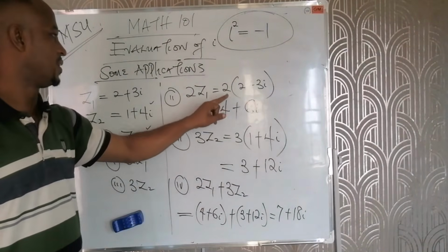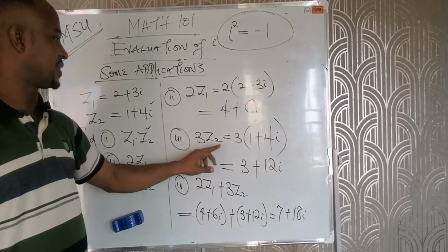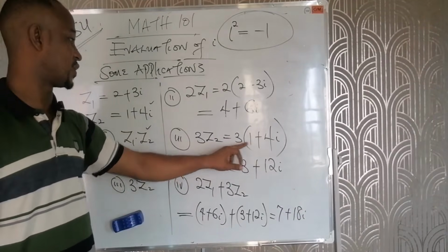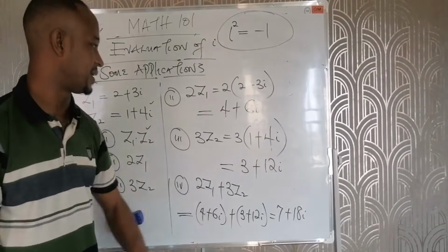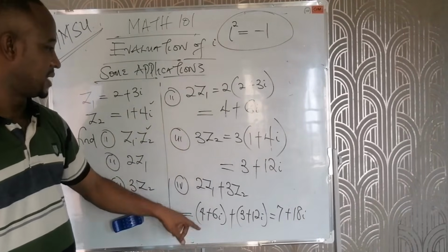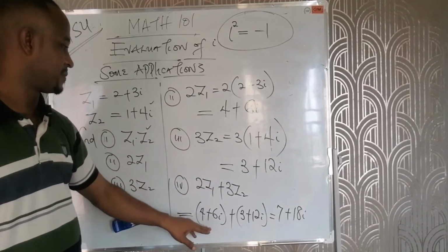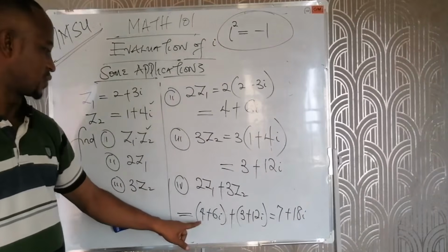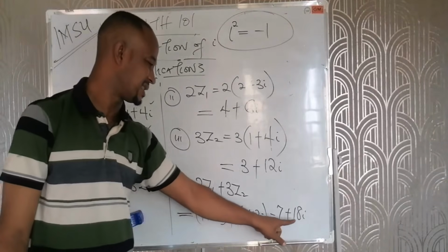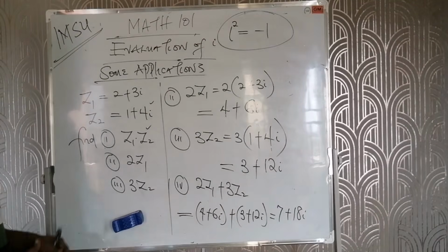Okay, let's repeat again and see what we have here. 2z1 is 2 times z1. 2 times 2 is 4. 2 times 3i is 6i. Then 3z2 gives us 3 times z2, which is 1 plus 4i. 3 times 1 is 3. 3 times 4i is 12i. Then if I'm to add these two together, it means we have our 2z1 as this, 3z2 as this. So 4 plus 3 is 7. 6i plus 12i is 18i.